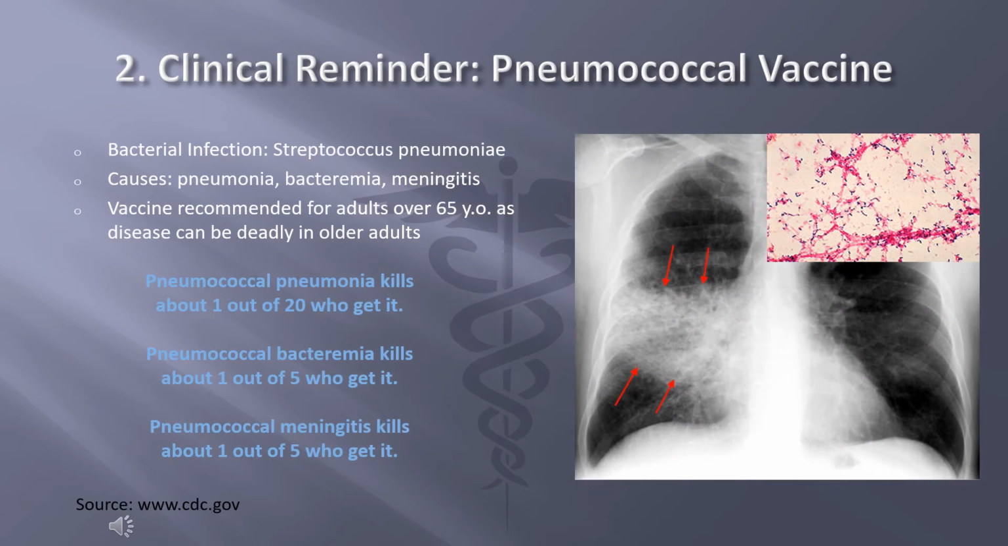Our next clinical support tool involves vaccination status against pneumococcus. This is a disease associated with a broad number of illnesses, including pneumonia and meningitis. As you can see, the mortality for individuals suffering from these diseases is quite startling, with pneumococcal pneumonia killing 1 in 20 patients and pneumococcal meningitis killing 1 in 5.